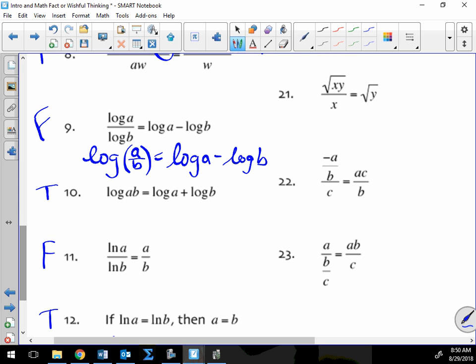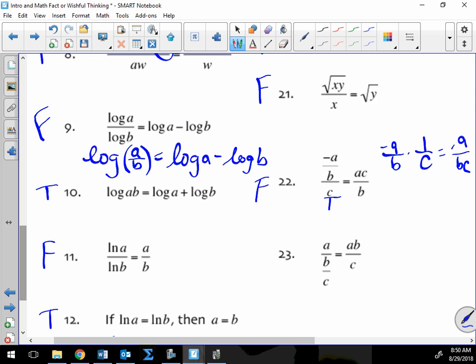Out of log length. Number 21. False. Wait, see? False. So remember the same thing as c over 1. So this would be negative a over b times 1 over c.